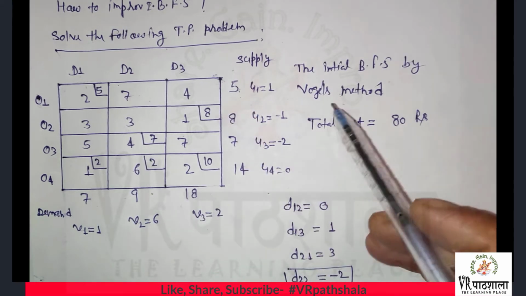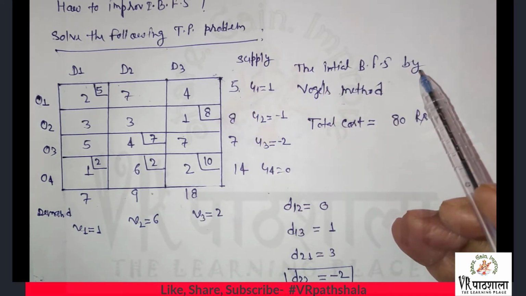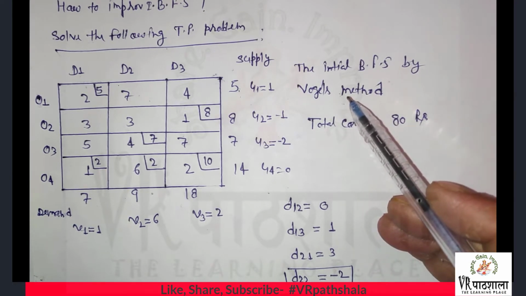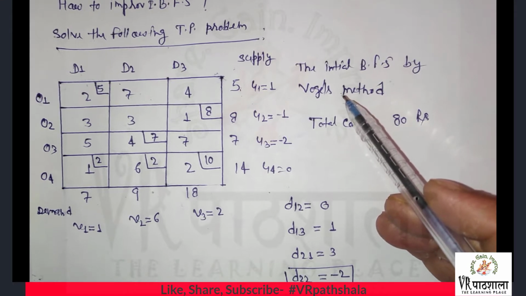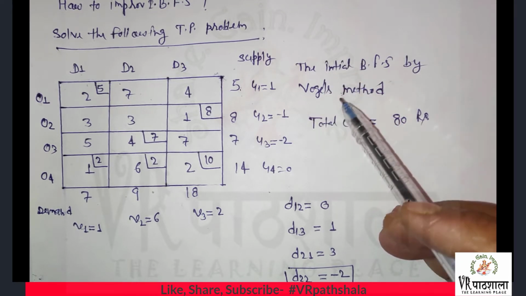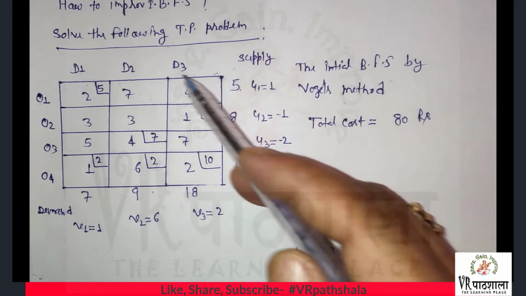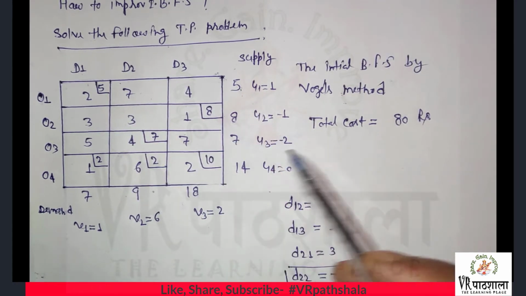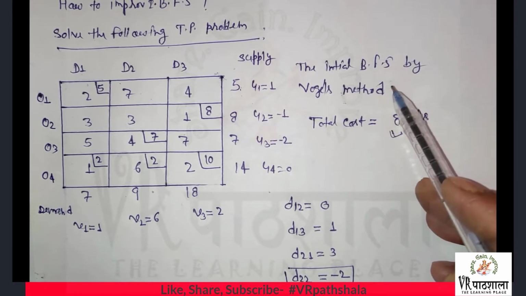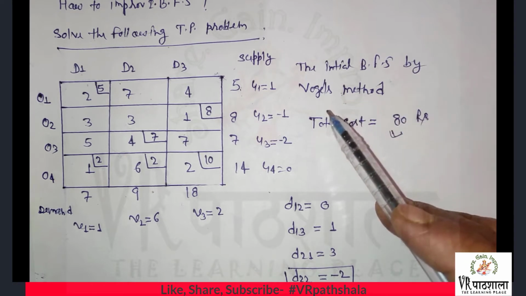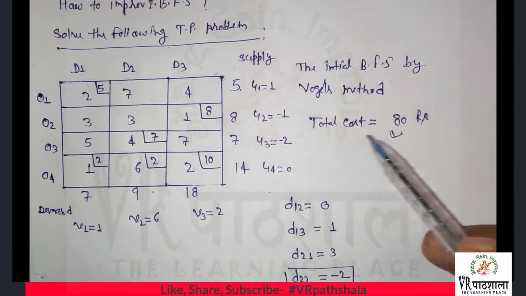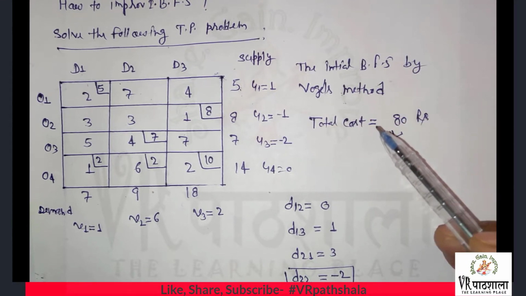Here we have to find the initial feasible solution by Vogel's method. For Vogel's method, you can see my previous video. So here we apply Vogel's method, and by Vogel's method, the initial feasible solution of this transportation problem is 80 rupees. Now we test whether the cost given by Vogel's method is minimum or not.